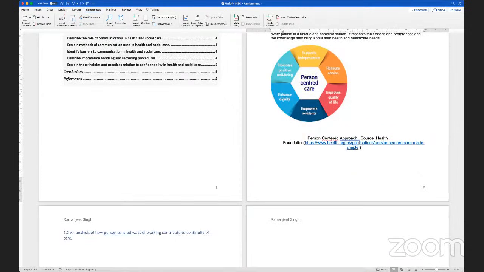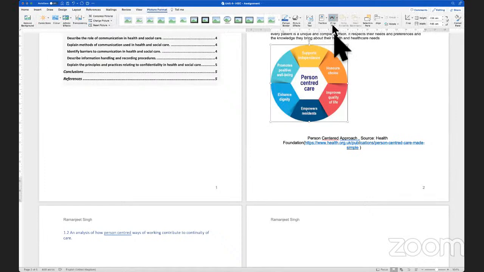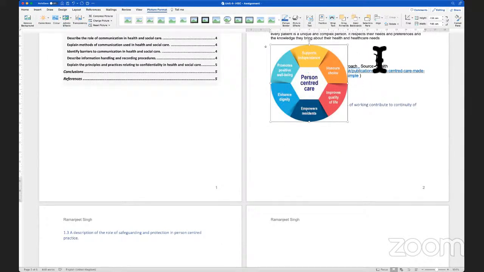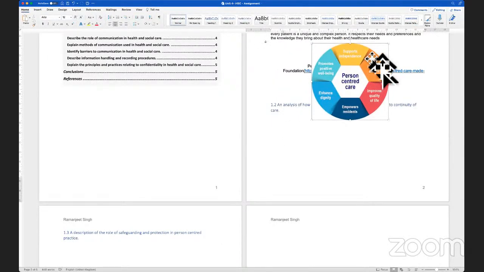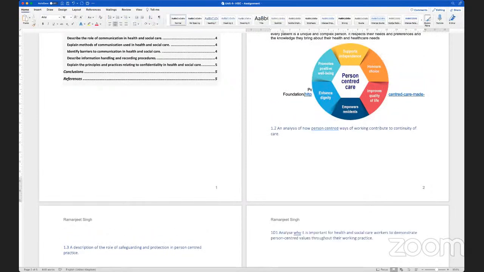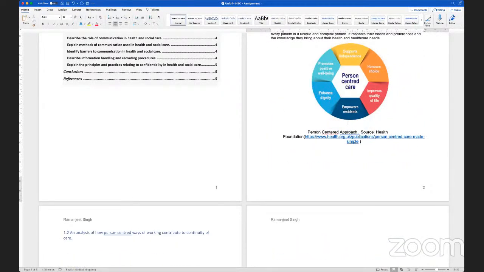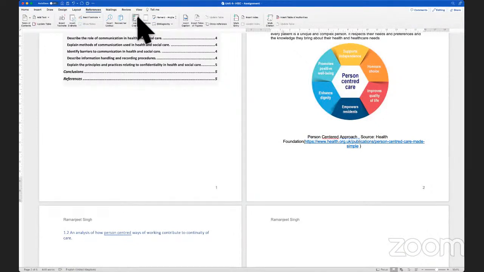And then if I have to insert a reference here, in this case, for this particular picture or the source that I've used, how would I go about putting the reference? I'll show you in a second, just putting the picture in the middle. And then what I want to do is put a reference here. So how would I go about putting a reference? Click on reference, go to insert citation.